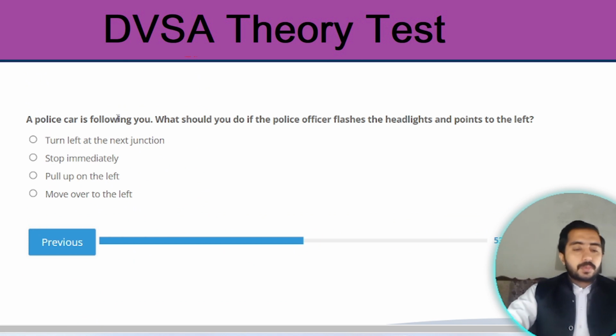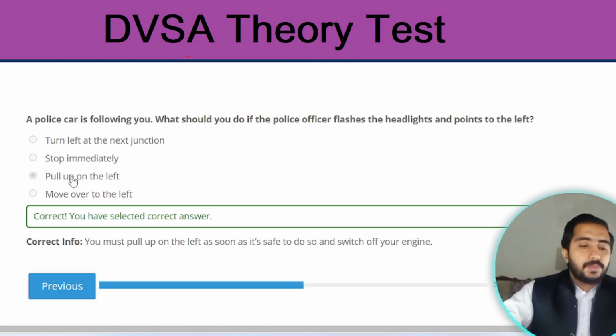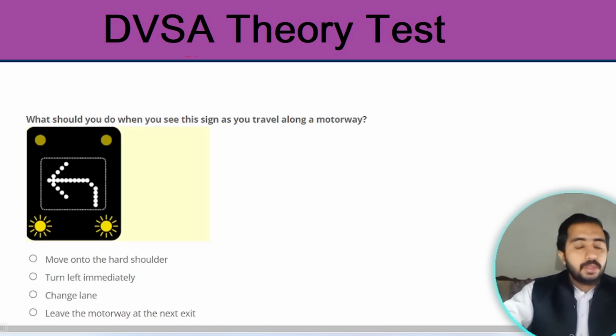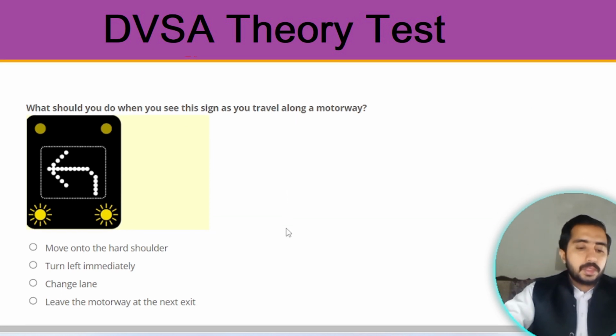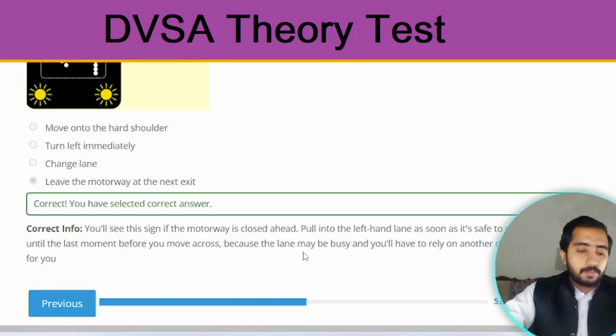A police car is following you. What should you do if a police officer flashes headlights and points to the left? In this case, you need to pull up on the left side. Next one. What should you do when you see this sign as you travel along a motorway? Okay, this one is represented for leave the motorway at the next exit. Next one.